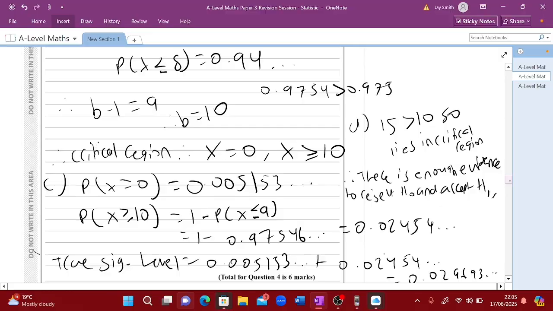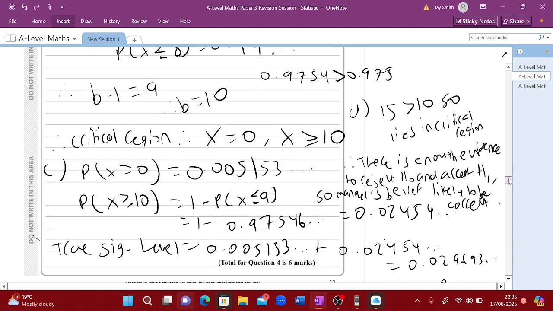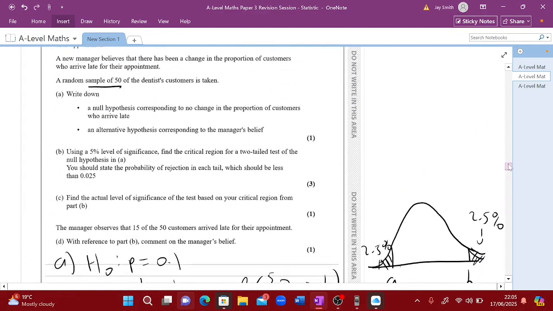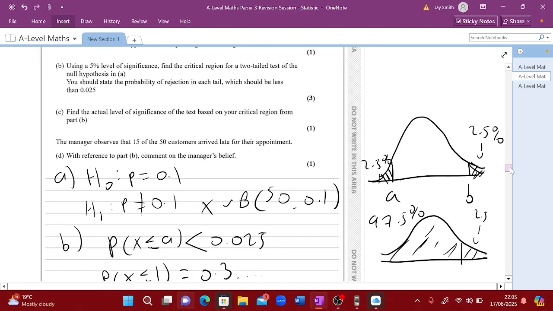Well, not correct, but it's likely to be correct. So the manager's belief is likely to be correct. There we are. Okay. But yeah, that's the whole idea with hypothesis testing. I probably overcomplicated it a bit there. I'm not going to lie, I do apologise. That's a bit messy, the explanation there.